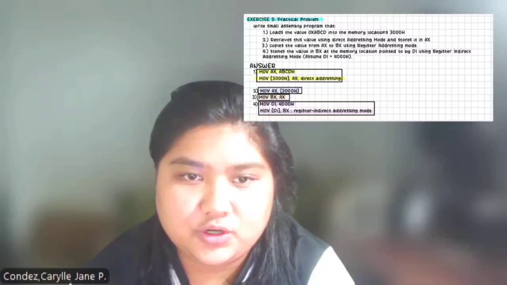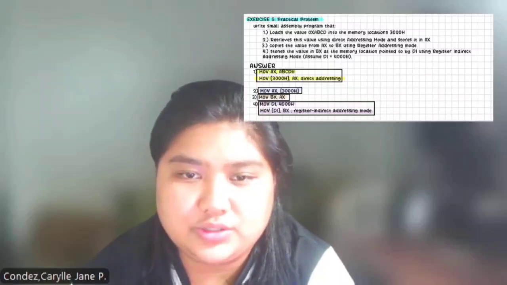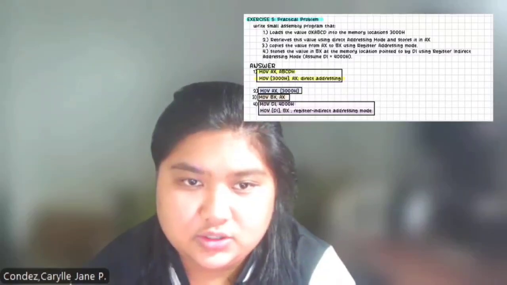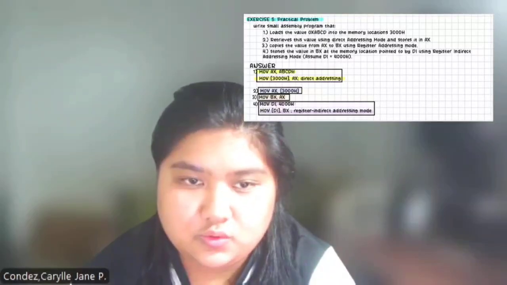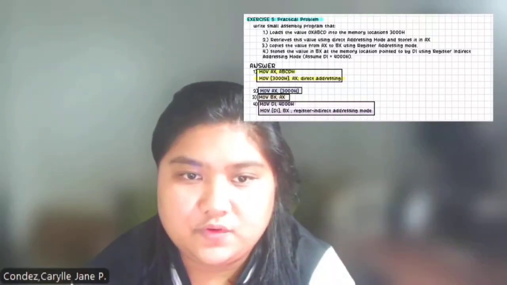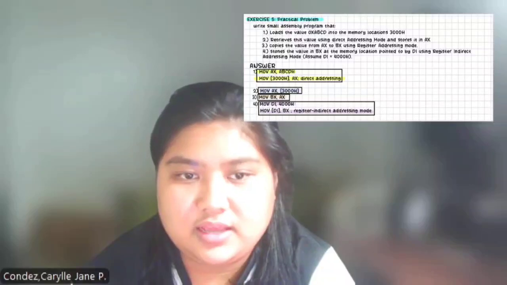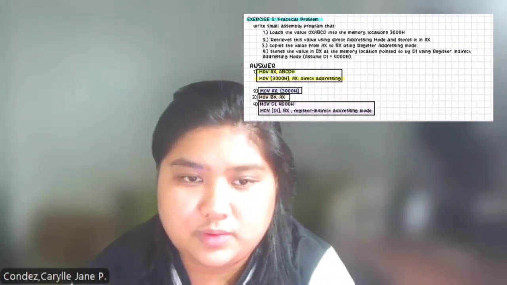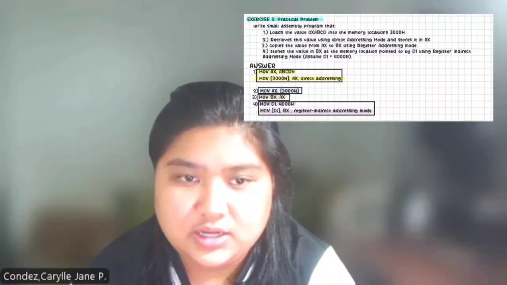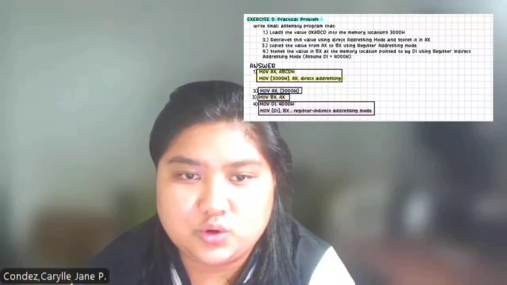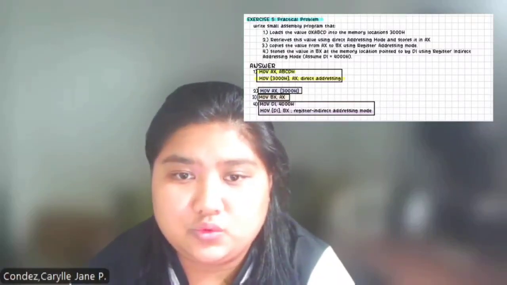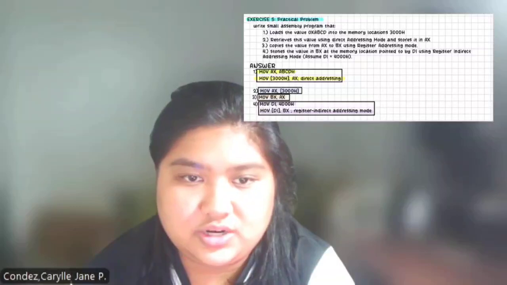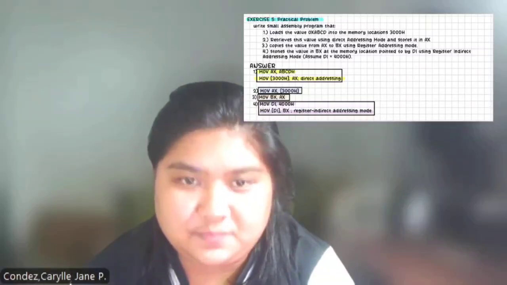So for step 4, store BX into memory using register indirect. So we assume DI equals 4000H. So move DI, 4000H, then move open close bracket DI, DX. So here DI means we store to the memory location pointed to by DI, which is register indirect addressing.